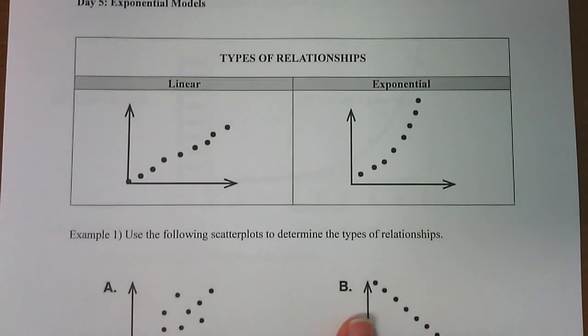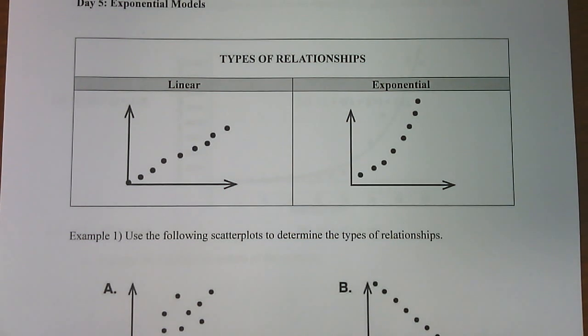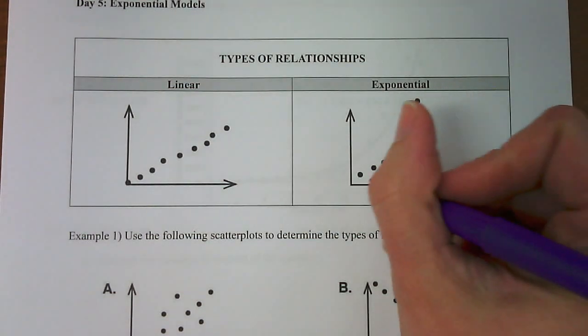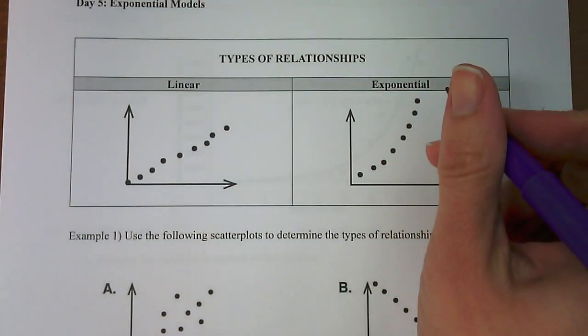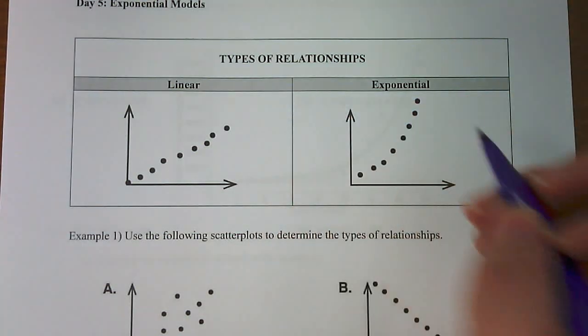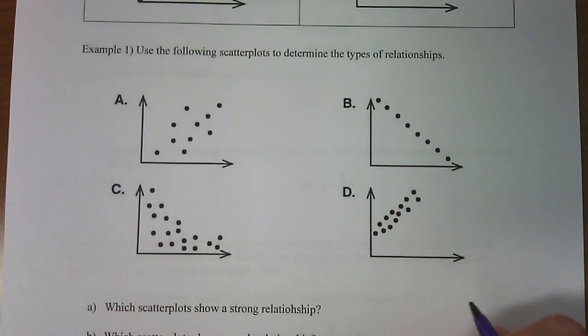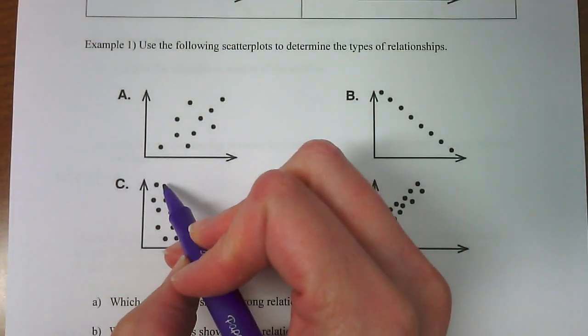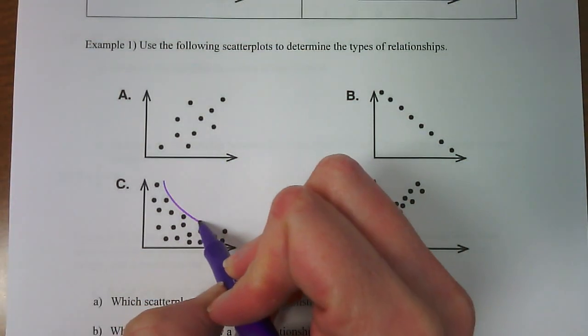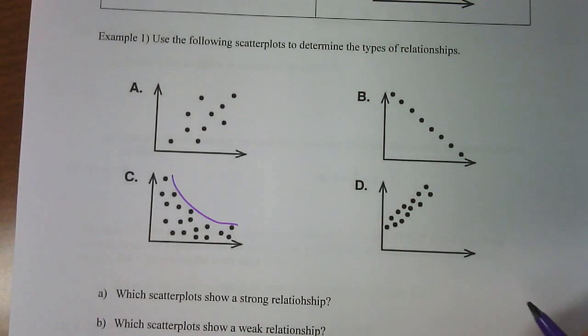Okay, we are looking at types of relationships. Like we said in the last video, we were only looking at linear. Now we're going to look at linear or exponential. The big difference is that exponential is going to create a curve, whereas linear was more of a straight line. So we're going to look at these examples down here. We can kind of tell how this graph tends to curve.